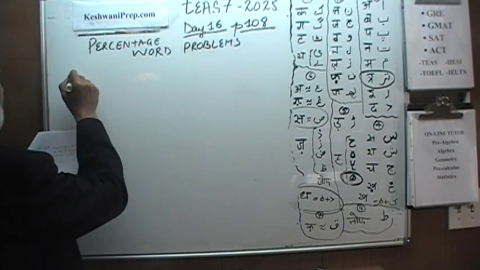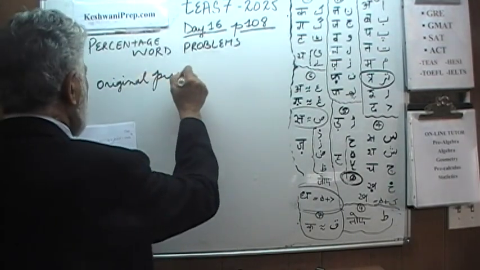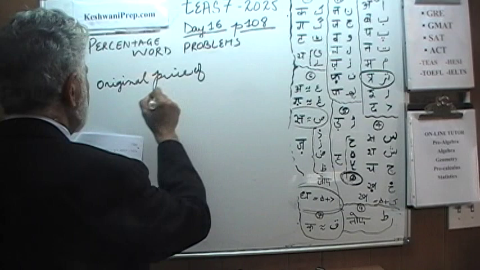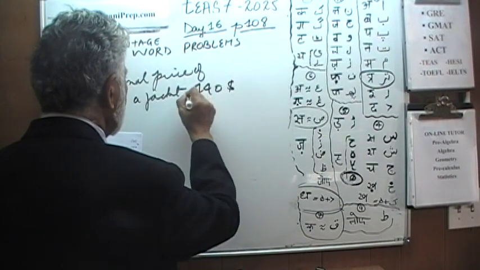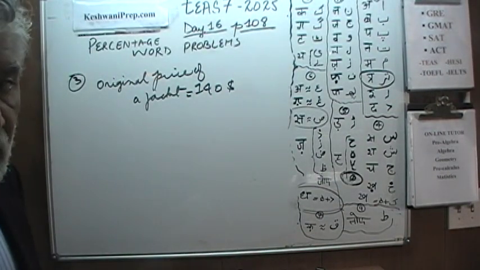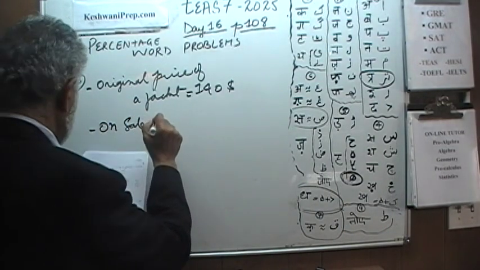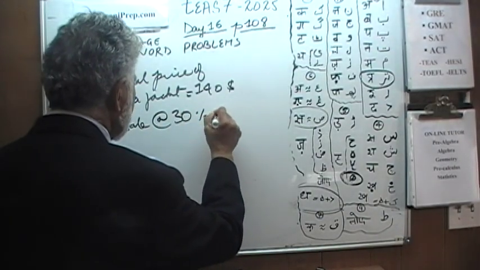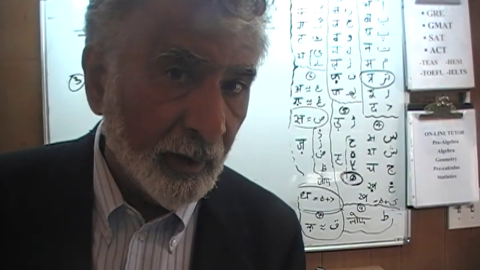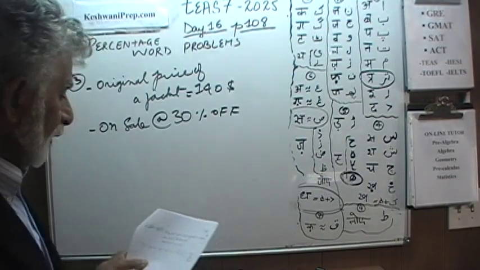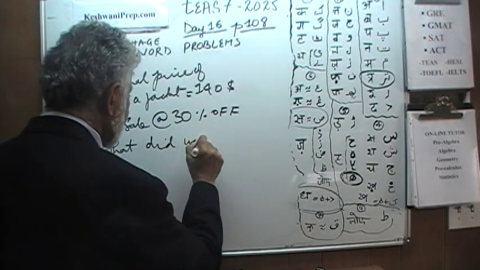In the next one, problem number 3, they tell us that the original price of a jacket was $140. We are further told that this jacket right now is on sale at 30% off. The question simply is, what are we going to pay for the jacket if we were to buy today when it is on sale at 30% off? What will we pay?